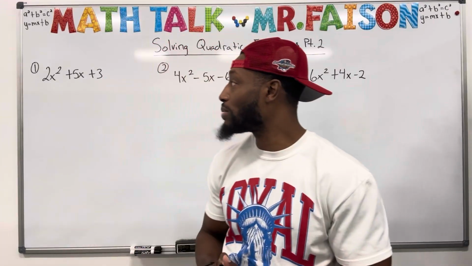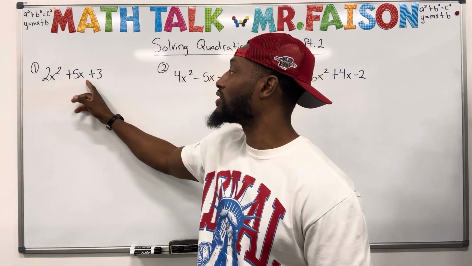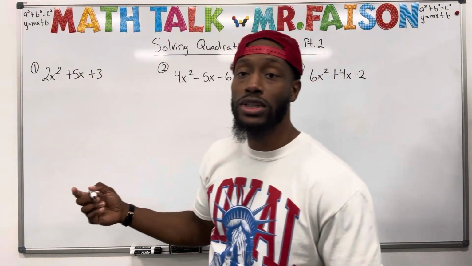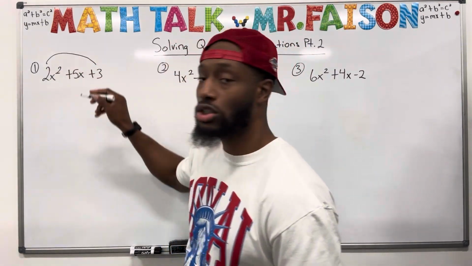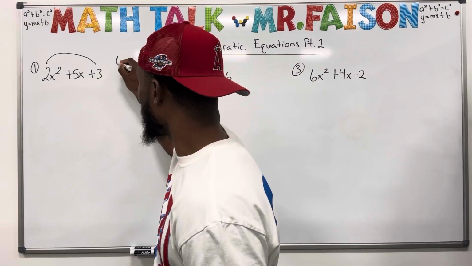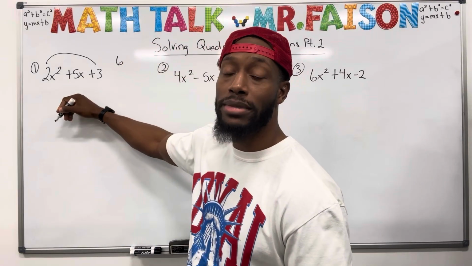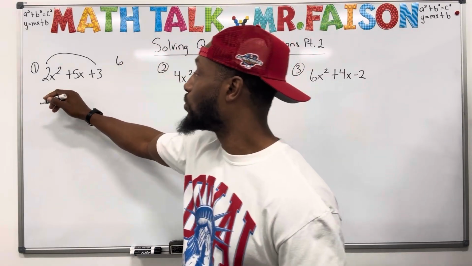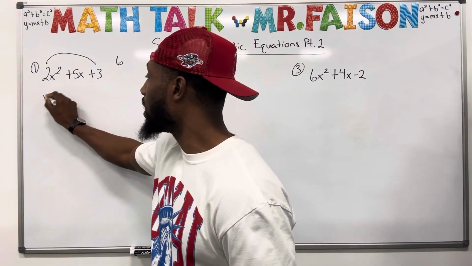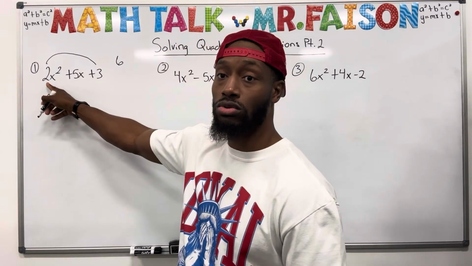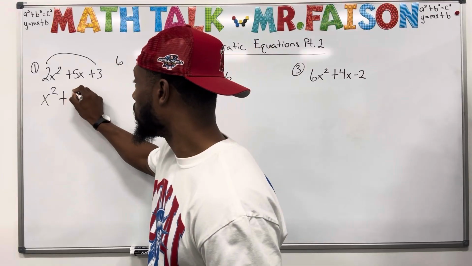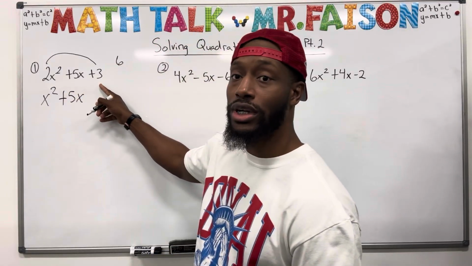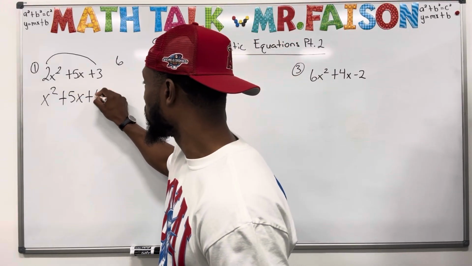So we look at our first problem. We have 2x squared plus 5x plus 3. First thing I'm gonna do is take the first number and the last number and multiply them. 2 times 3 is 6, a positive 6. Now I'm gonna drop down and rewrite the problem. So when I rewrite it, I'm just gonna put x squared. I'm gonna remove the 2, okay? So you remove the leading coefficient, you just put x squared. And then you put 5x, and you replace the 3 with the 6 we just found.